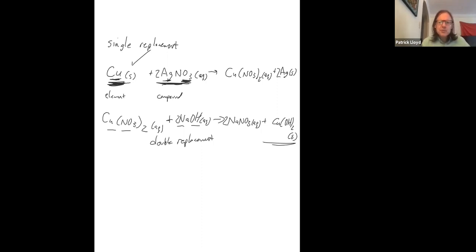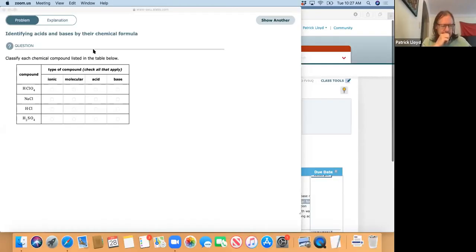maybe I can just bring up one more problem here. We'll do more of this tomorrow. So let's take a look at this problem. Here we go. Okay, so classify, or I'm just going to the top. Identifying acids and bases by their chemical formula, right? Okay, that makes sense. The other one was a little bit ahead of the game, but this makes sense here.